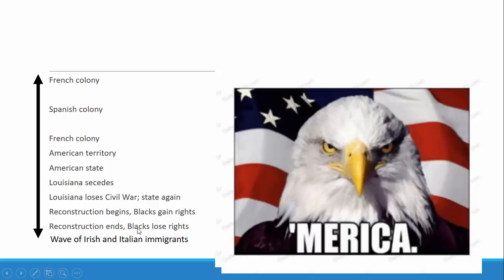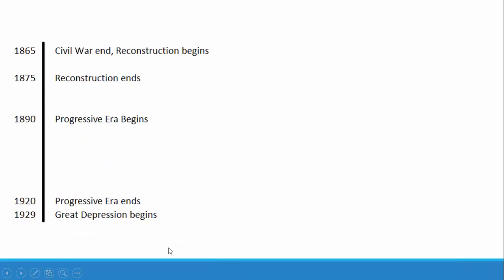And we know that after Reconstruction ended, southern states, particularly politicians and rich planters, created new laws and rules that limited the rights of black Americans, such as the literacy test and the poll tax that disenfranchised black voters. We know that shortly around the time Reconstruction is ending, a wave of Irish and Italian immigrants come to Louisiana, and they're treated pretty poorly.